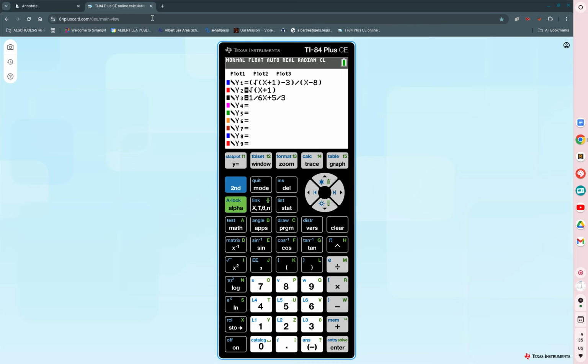Starts with a T, should be tangent. We check the graph. Ooh, check that out. Does the line look to be tangent? Absolutely.